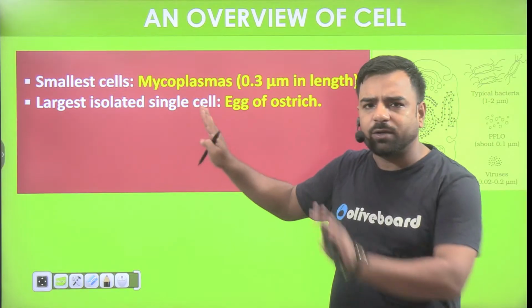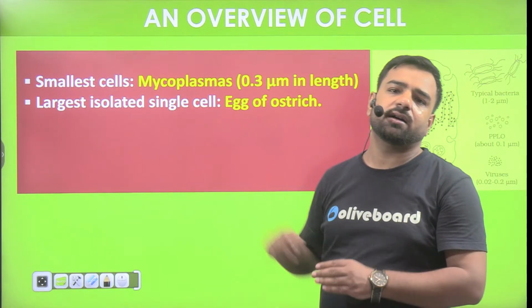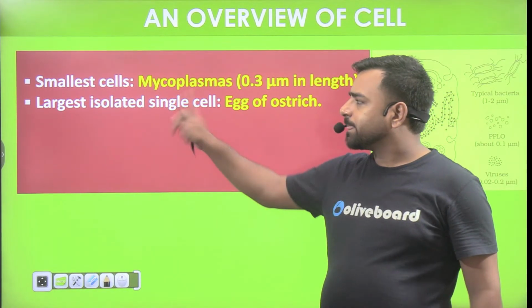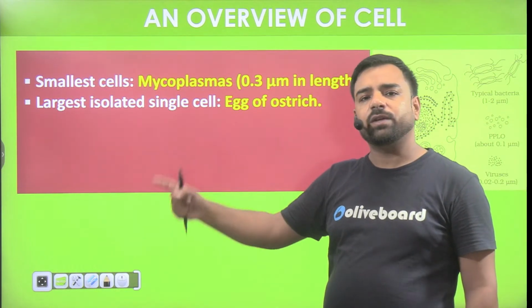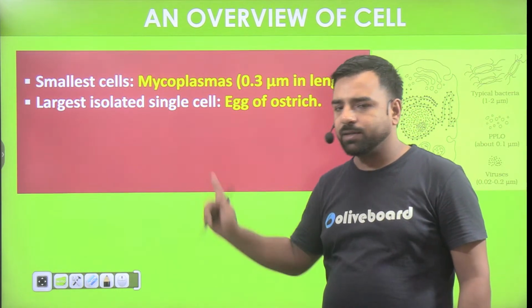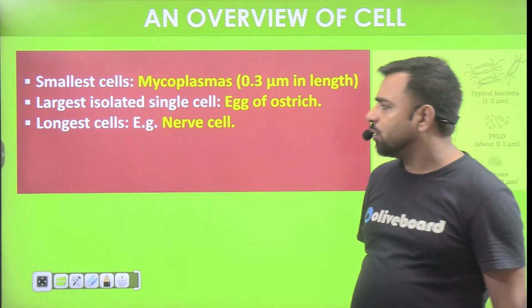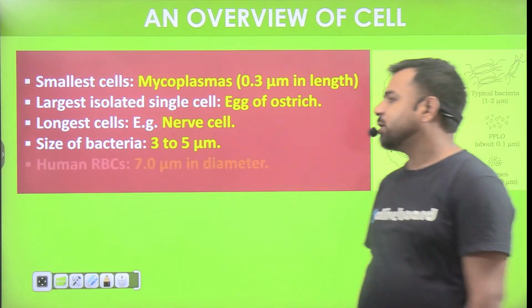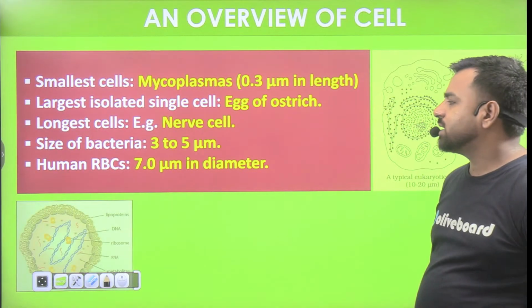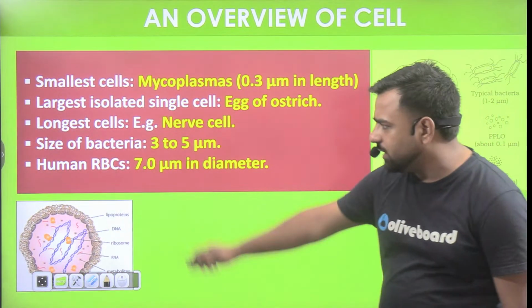Smallest cell is mycoplasma, no doubt. But in the humans, it's sperm cell. Largest cell, that's ostrich egg. But in the humans, female egg cell which is known as ovum. Done. Proceeding further. Longest cell is the nerve cell, right? The size of the bacteria is 3 to 5 micrometer, and the size of human RBC is 7 micrometer in diameter. So these are the images that I mentioned here.